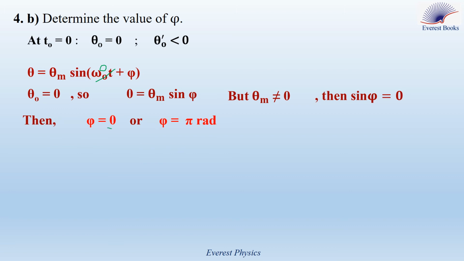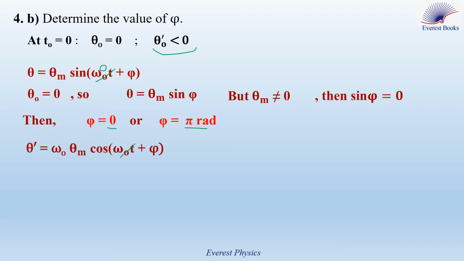The first value is 0 and the second value is pi radians. One of these values represents the correct value of phi. To know which one is the correct value, we have to use this condition, theta prime of 0 negative. Theta prime is the first derivative of theta. Theta prime is equal to omega 0 theta m cosine omega 0 t plus phi.